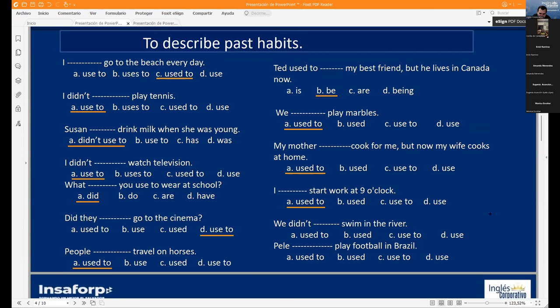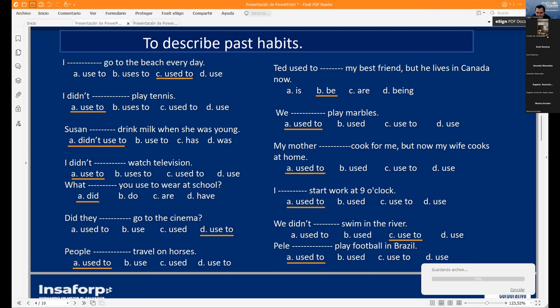Letter C. Letter C, right? Yes. We didn't use to swim in the river. Yeah, it's correct. Now the last one. Used to letter A. Yes, letter A. Pelé used to play football in Brazil. Used to play. Football is the British form. Americans say soccer. Pelé used to play soccer in Brazil.